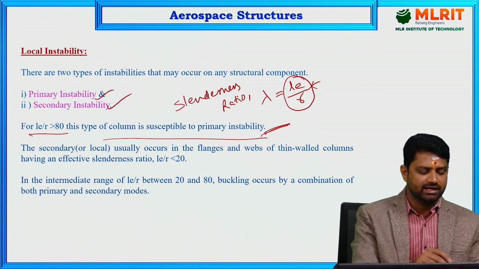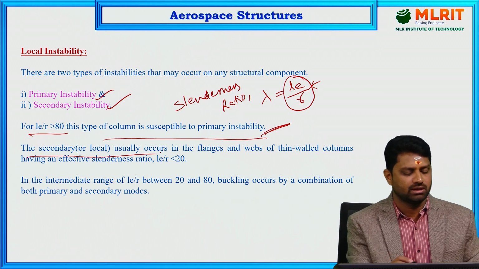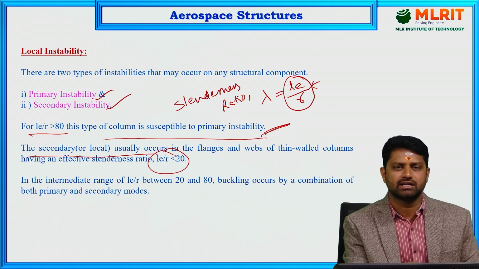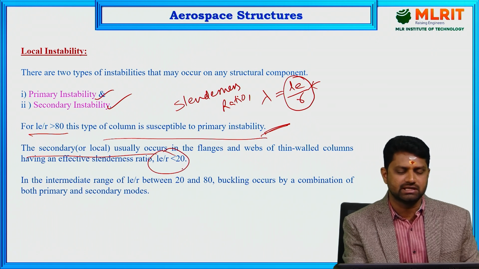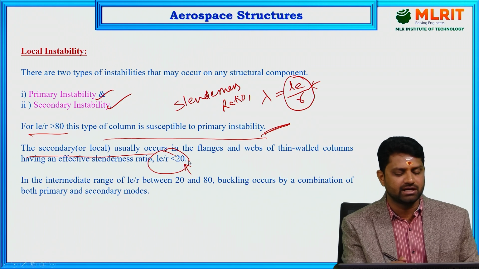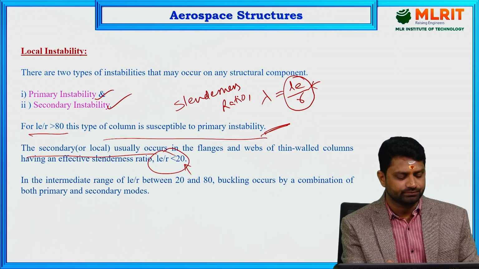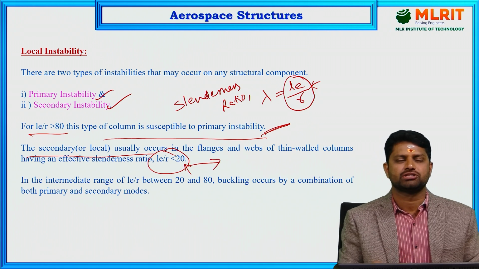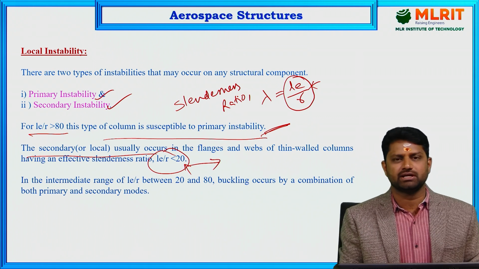In the secondary instability, usually called local instability, the slenderness ratio L by R is less than 20. Those types of plates we regard as secondary instability or local instability. Here, the cross sectional dimensions change.